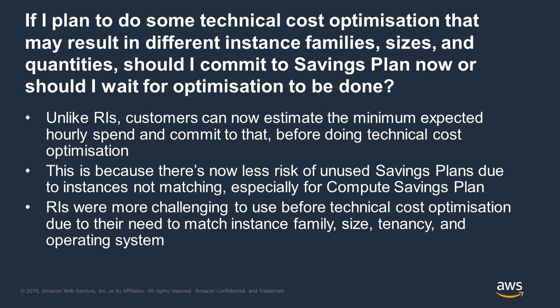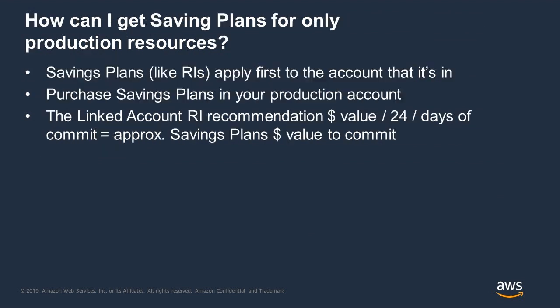How can I get savings plans for only my production resources? So the answer is essentially savings plans like RIs apply first to the account that it's been purchased in. And so you have to purchase the savings plans in your production account. Unfortunately, if you haven't split your production resources into their own production accounts, then there's no way for savings plan to apply first to those production resources.